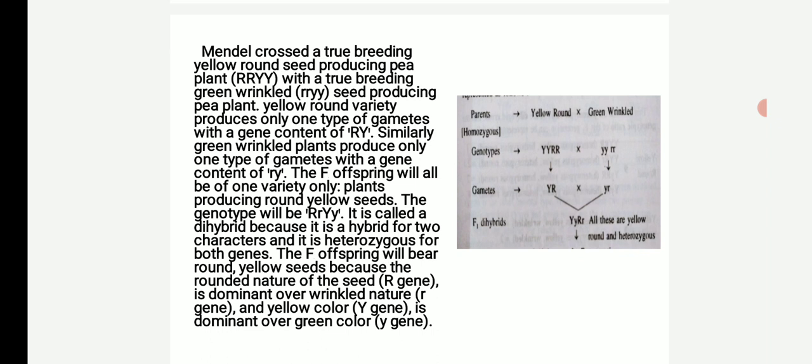The genotype will be capital R, small r, capital Y, small y. It is called a dihybrid because it is a hybrid of two characters and it is heterozygous for both genes. The F1 offspring will bear round yellow seeds because the round nature of the seed is dominant over wrinkled nature, and yellow color is dominant over green color.